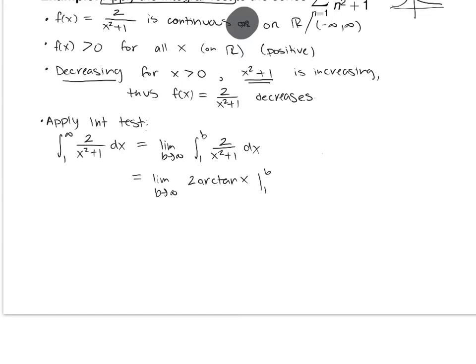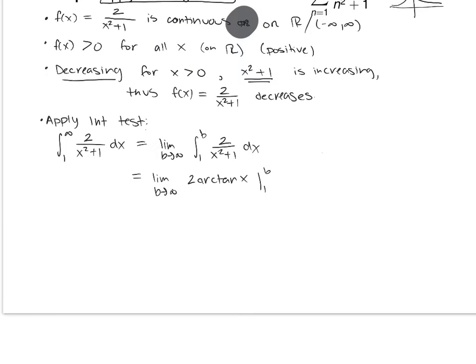I could be wrong. The arctan of infinity is actually not that bad. Yeah, and the other thing is that arctan of 1 isn't 0, right? Yeah. So 2 arctan b minus 2 arctan 1. Sorry, I just changed notations there. Didn't mean to do that.